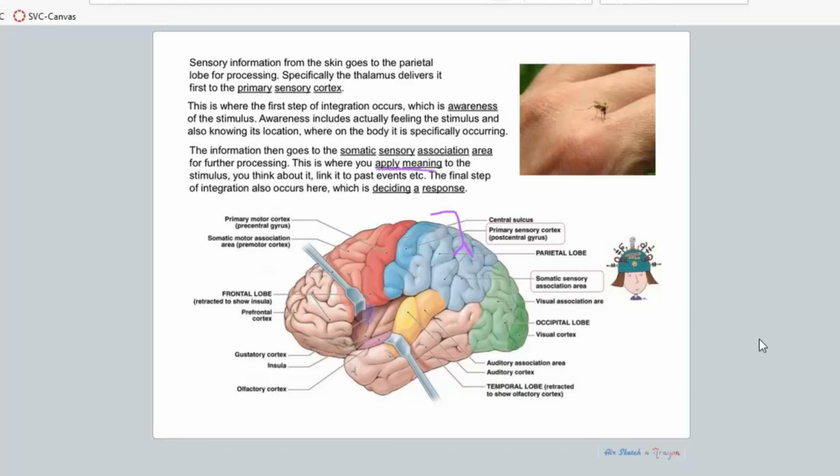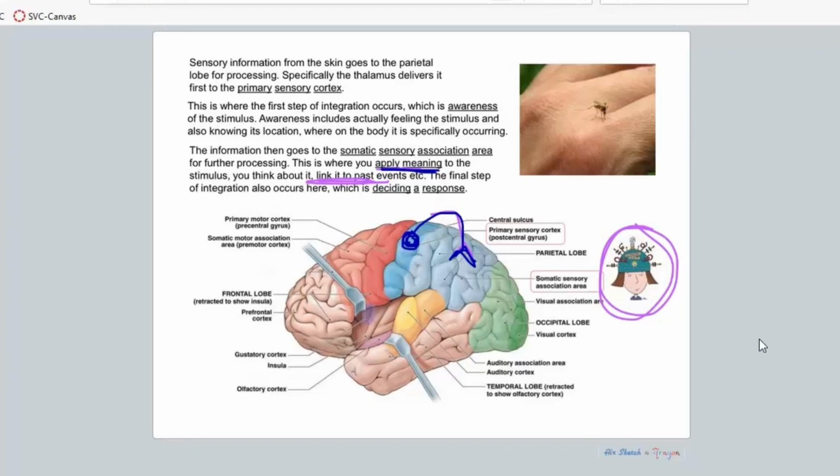Now, what does that mean? Well, this is where we think about it. This is where we put our thinking cap on. We link it to past events, for instance. Okay? So if you had this information that you became aware of, you feel light touch, for instance, coming from your right hand, then that information is sent to the association area. Now you apply meaning to it.